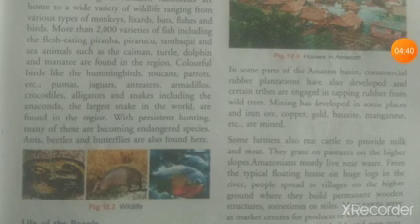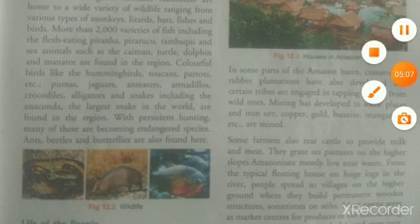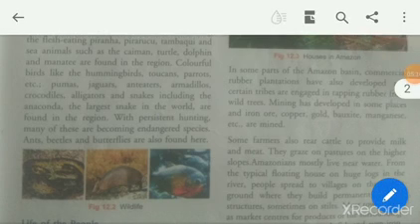In some parts of the Amazon basin, commercial rubber plantations have also developed, and certain tribes are engaged in trapping rubber from wild trees. Mining has developed in some places, and iron ore, copper, gold, bauxite, manganese, etc. are the minerals found in these areas.